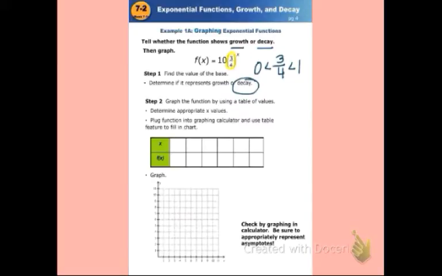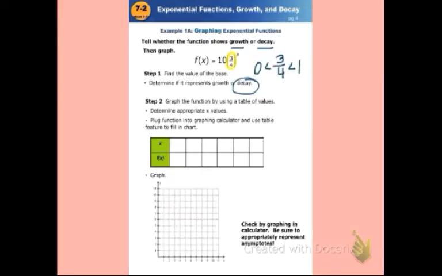Now secondly, they want us to graph the function using a table of values. So the first thing we would do is determine appropriate x values, so pick some nice x values, and then plug into the graphing calculator and use the table feature to fill in the chart. Since the graph here only provides me with the first quadrant, the x values I'm going to choose are going to be positive values. Otherwise, it would be off my graph.